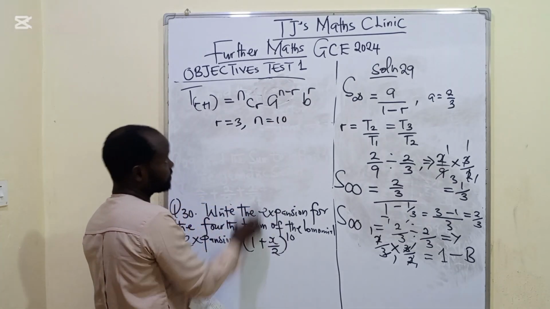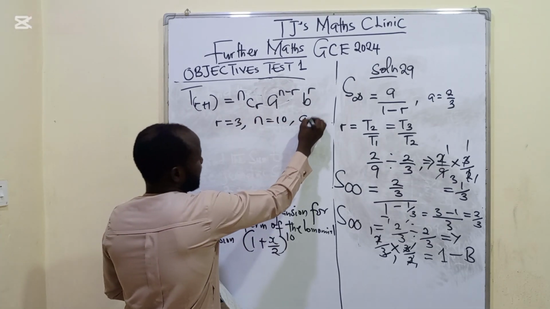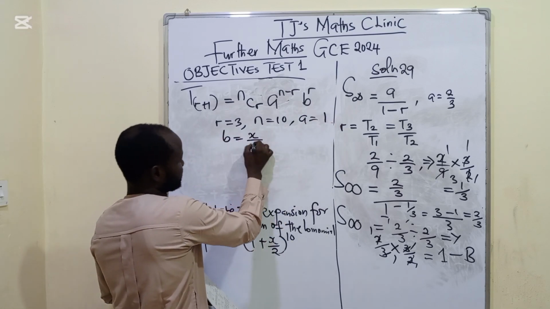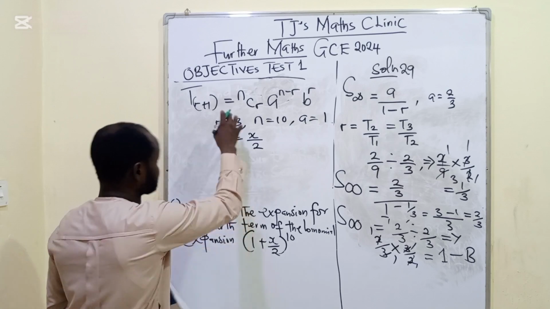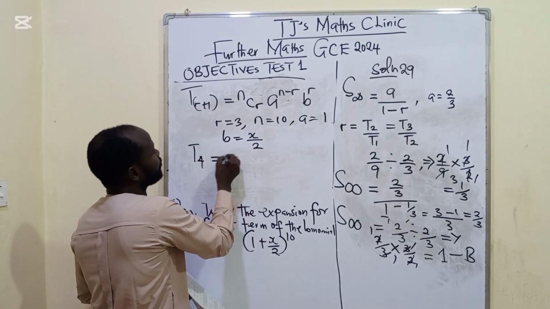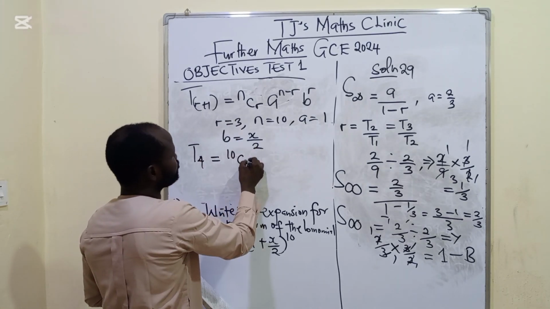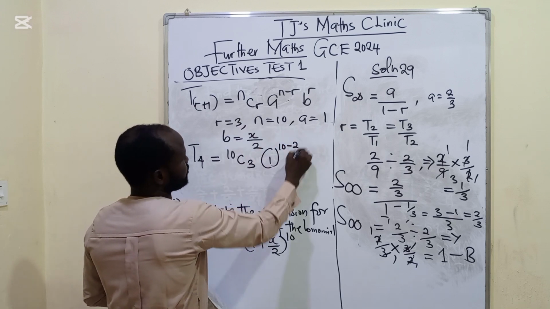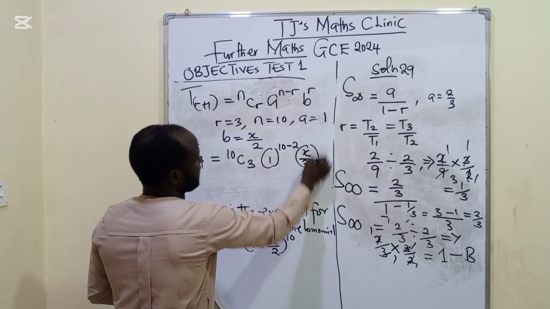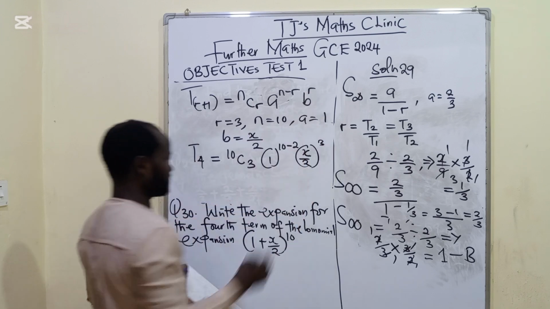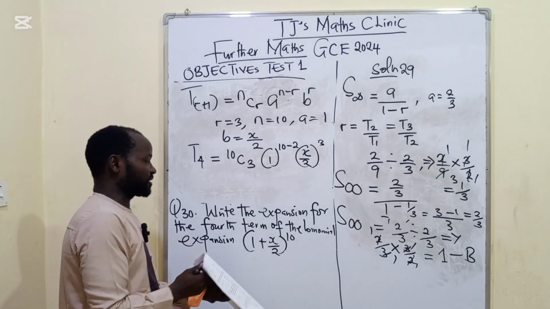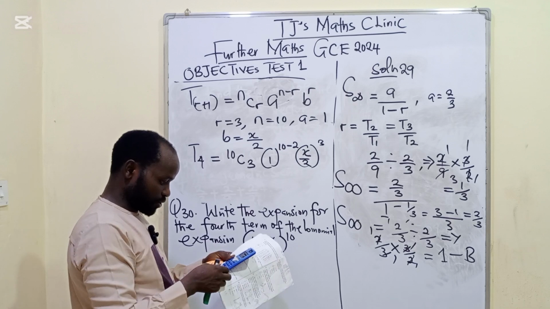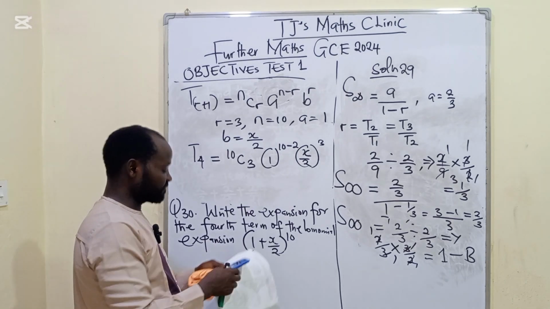The first term, which is our a now, here is 1. Then b, which is the second term, is x divided by 2. So it's just a question of substitution. Let's substitute. T4 now will be 10 combination 3, which is our r, times 1 power 10 minus 3, times x divided by 2 power r, which is 3. Very important. Let's simplify. Let's use our calculator. We have 10 combination 3.